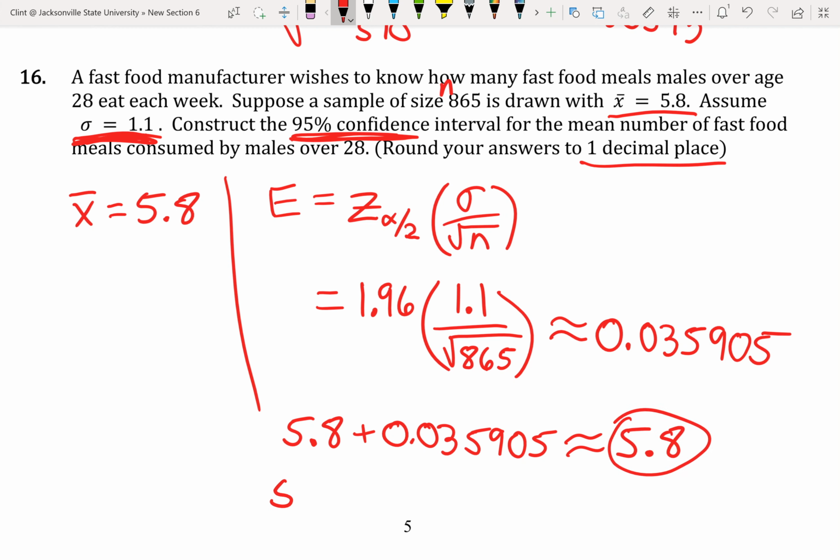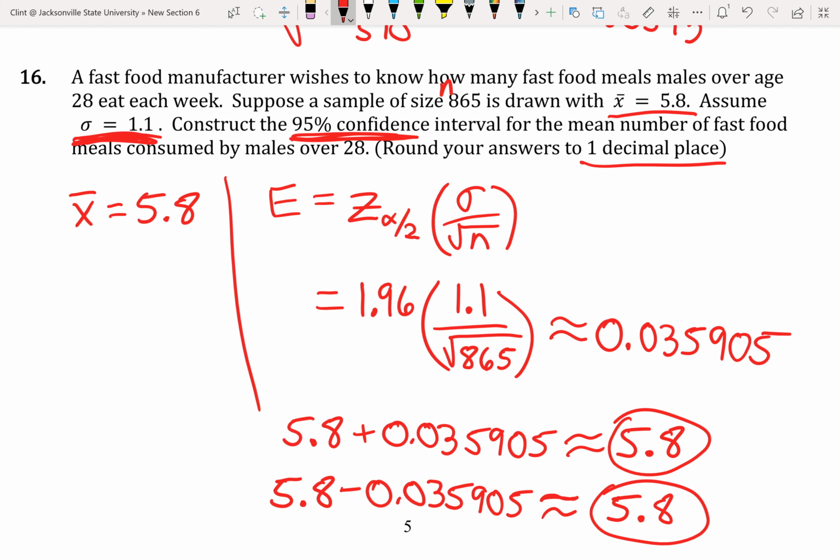It didn't change much. And then 5.8 minus our margin of error. See what we get there. 5.8 minus 0.035905. Get 5.76, so that one actually rounds up to 5.8, so that one it's kind of weird. Okay, but we get the same number on both ends. We should really probably leave another decimal place, but it tells us to round to 1, so we're good there.